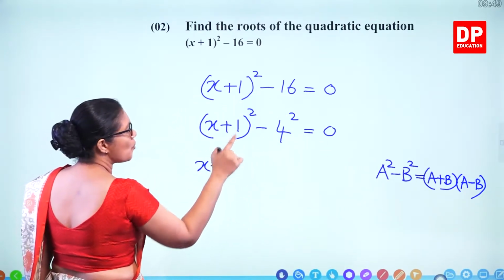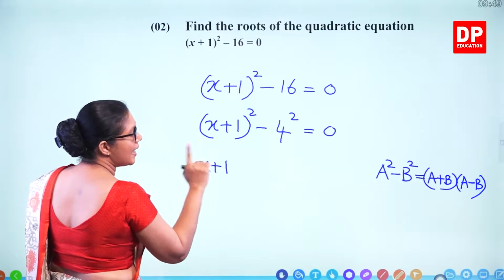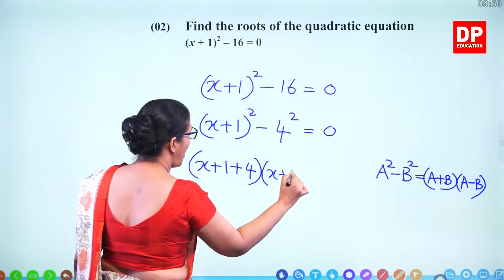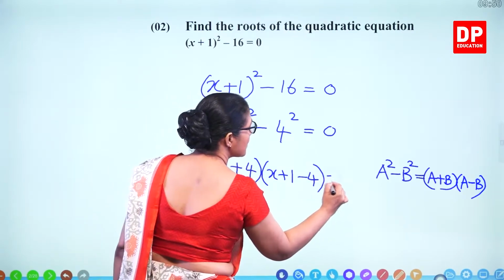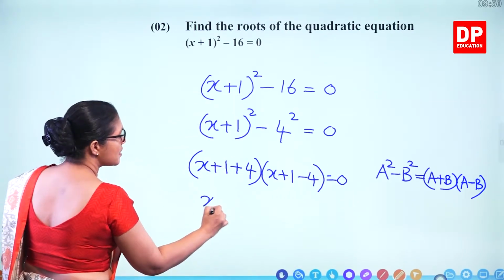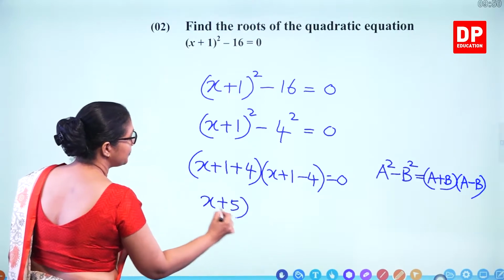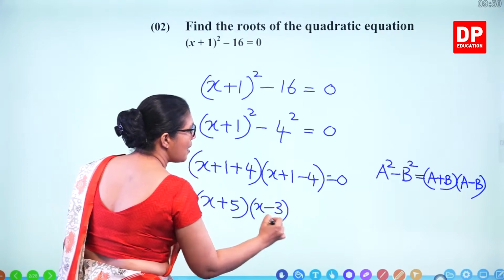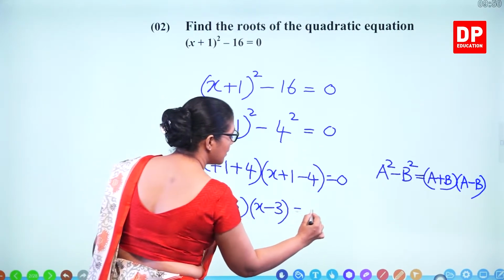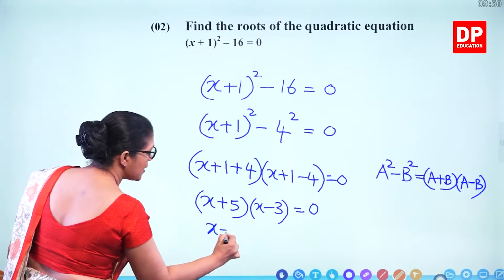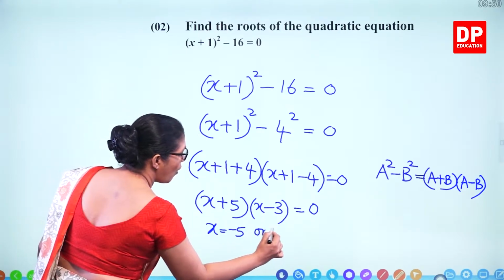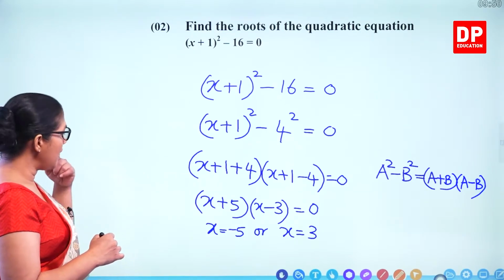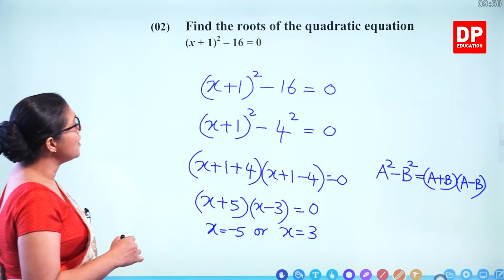So x plus 1 is a. Plus 4 is one factor, x plus 1 minus 4 is the other factor. So x plus 5, x minus 3, minus 4 and plus 1. So x becomes minus 5 or x becomes 3. So those are the two solutions of the equations.